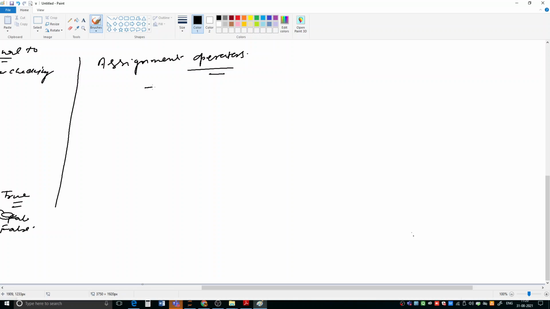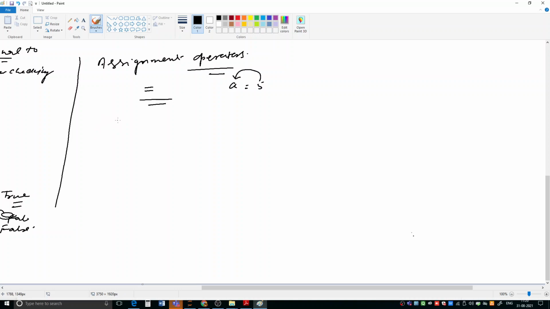First, a simple one is this one. If you are writing a equal to 5, it means that now a's value is 5. So 5 has been assigned to a.